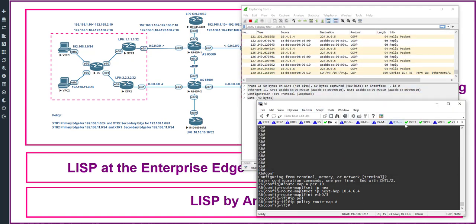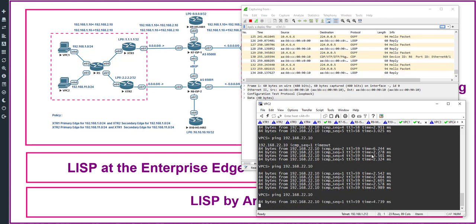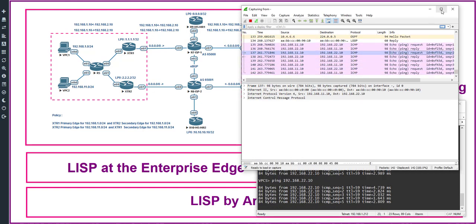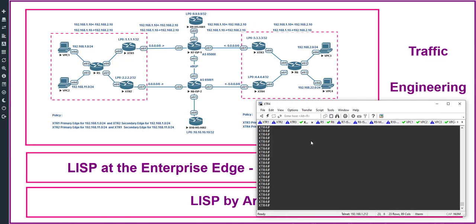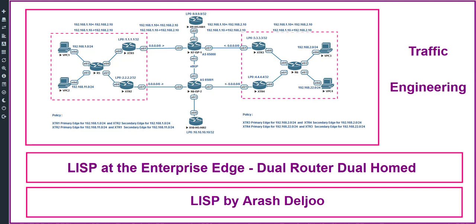This is our capture, and again from VPC2 I'm going to send traffic to the 192.168.22.10. As you can see now, we have both ICMP echo request and reply, and in XTR4 also, if you want, you can check show IP LISP map cache. Now you have entries for 192.168.11.0. And as you can see now, we are using the LISP for traffic engineering without using the BGP, and this is one of the other usages and other powers of the LISP.